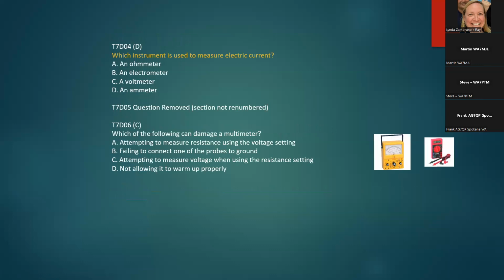Question D4. What instrument is used to measure electric current? Well, an ohm meter measures resistance. An electrometer measures voltage. A voltmeter measures voltage. So the right answer is an ammeter, also called an amp meter. That's also correct. But an ammeter measures current. Amps, amp meter.